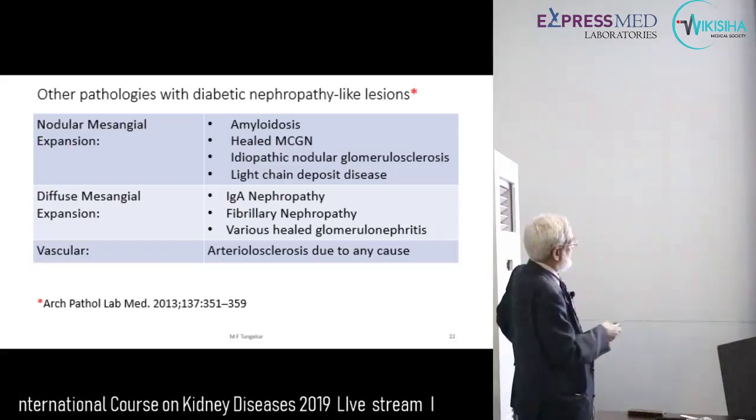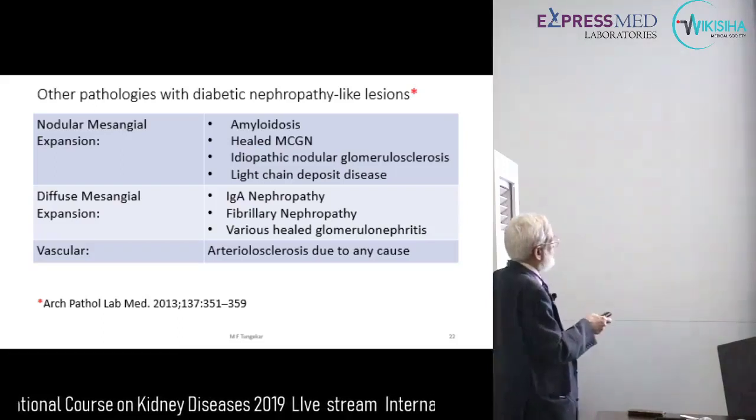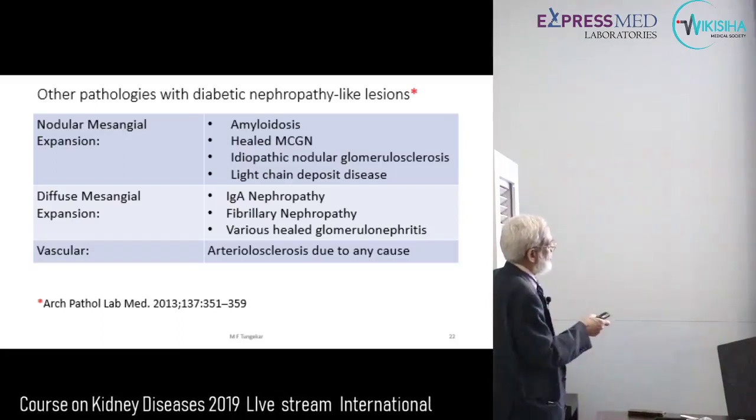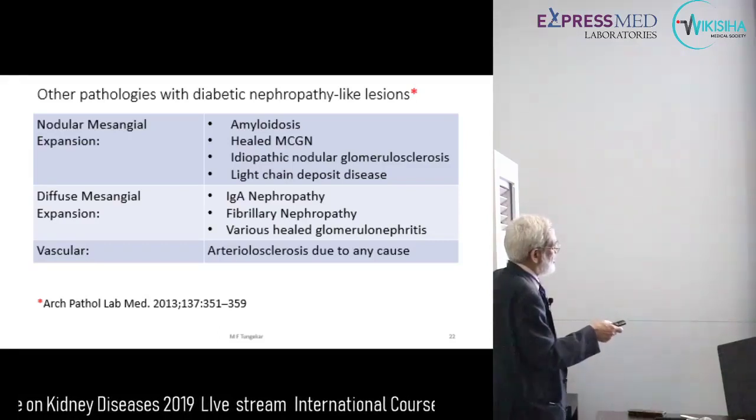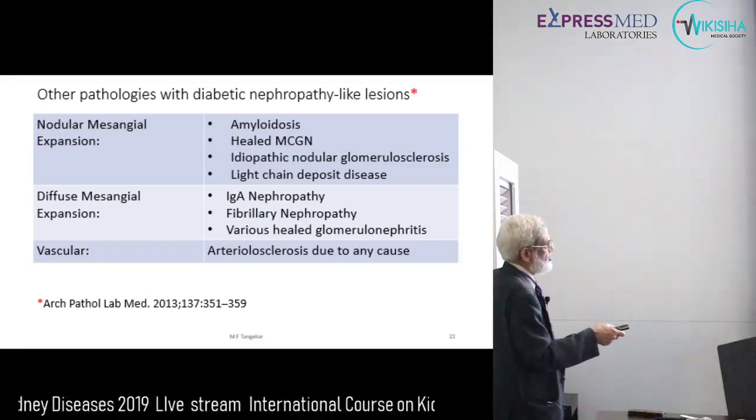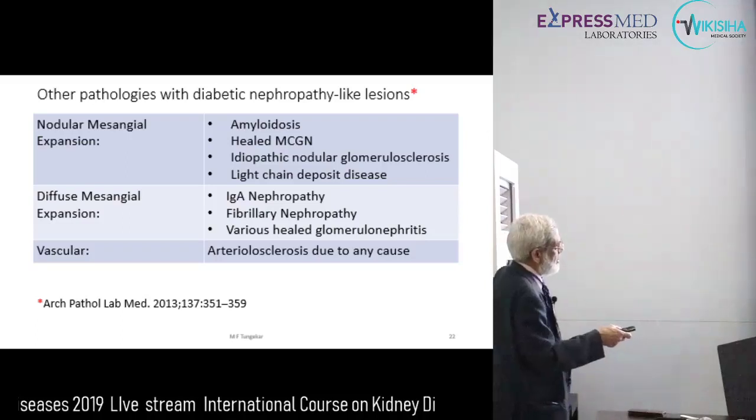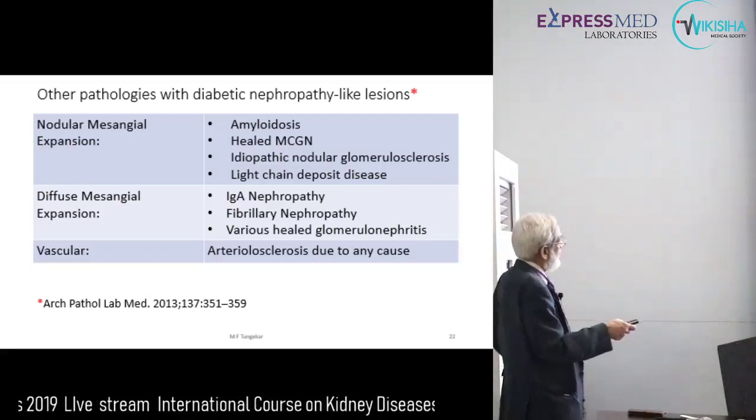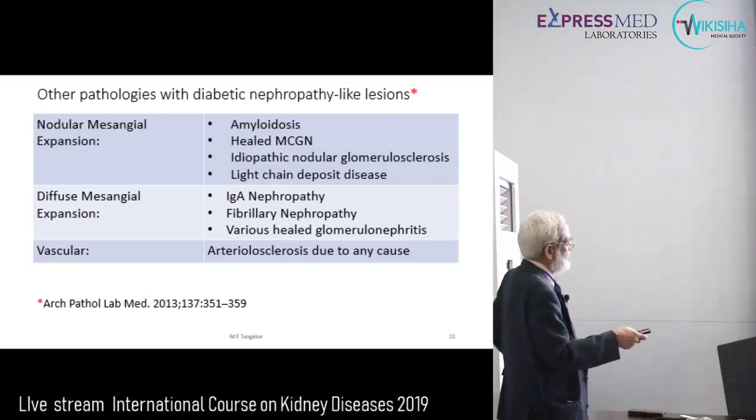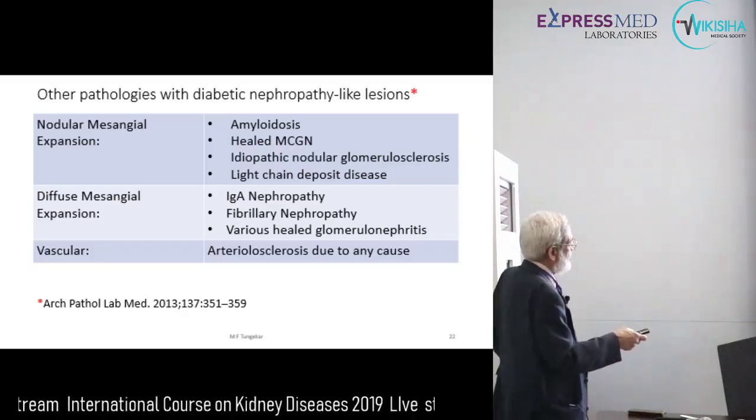And light chain deposition disease. If there is diffuse mesangial expansion, class 2A and B lesion of the Leiden classification, could be IgA nephropathy. It should be easy to pick up in a decent lab with immunohistology. Fibrillary nephropathy is an uncommon condition, which is huge.